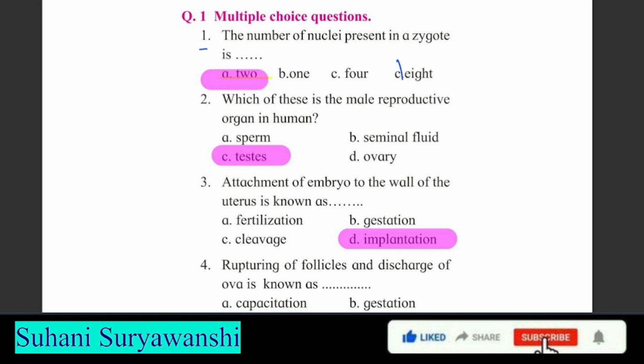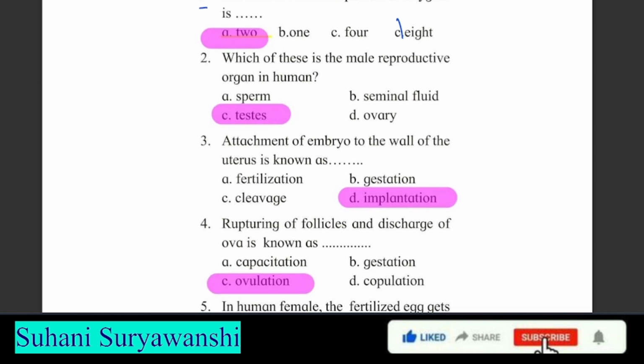D is 8. So answer is option A, that is 2. After that, next, which of the following is the male reproductive organ in human? Option A, sperm. Option B, seminal fluid. Option C, testes. And option D, ovary. So correct answer is option C, that is testes.